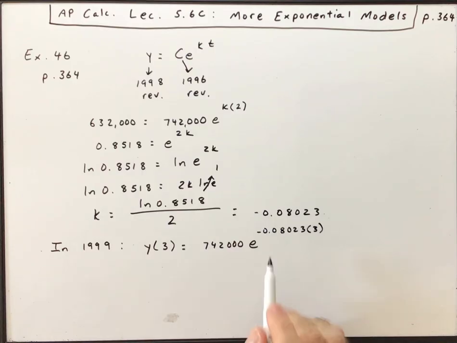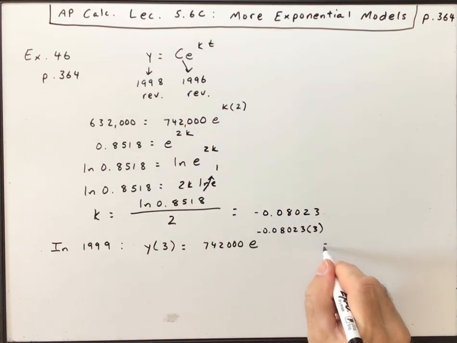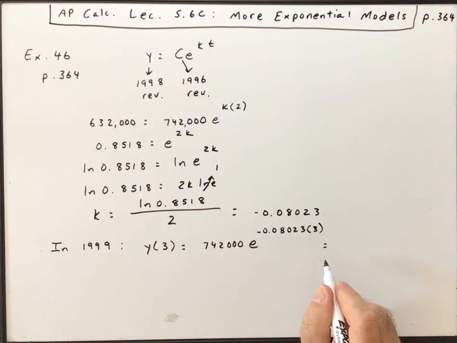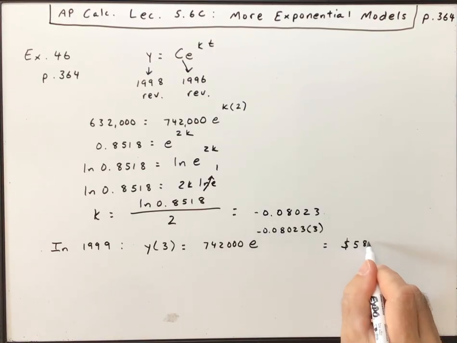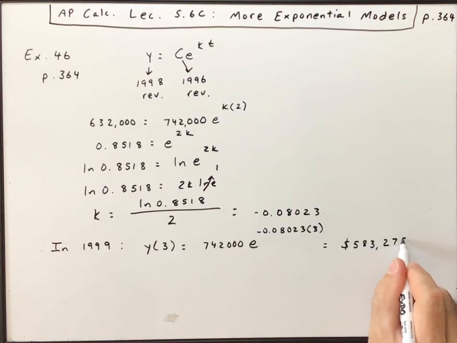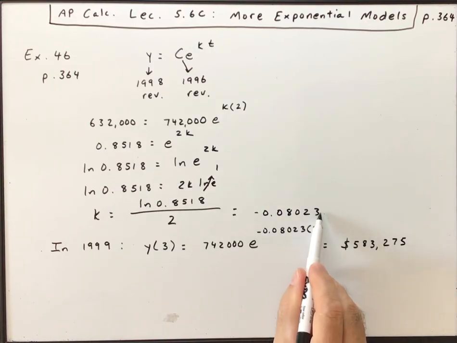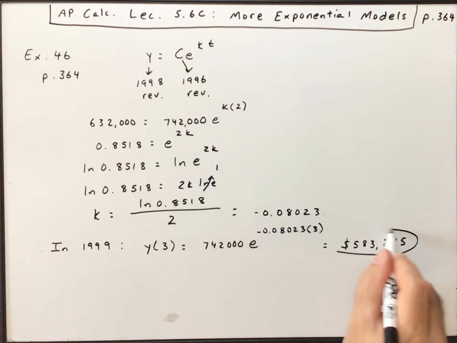Times 3, right? So we're going to put in 3 for t. We figured out k. And then that is $583,275. Of course, if you rounded more, if you took it out further, or if you truncated it to 0.0802, your number is going to be a little different.